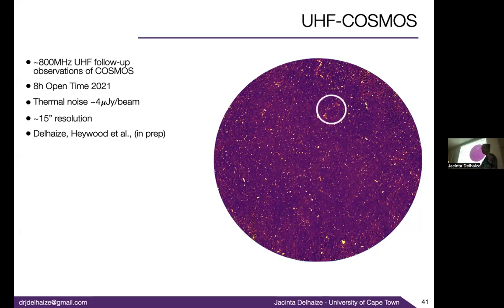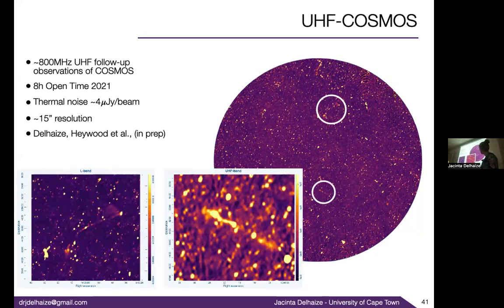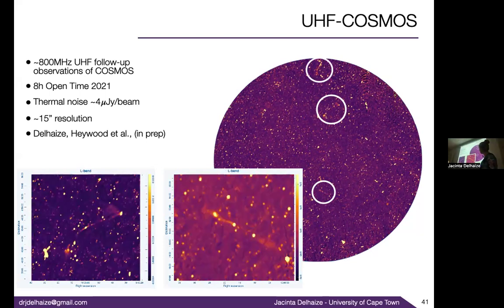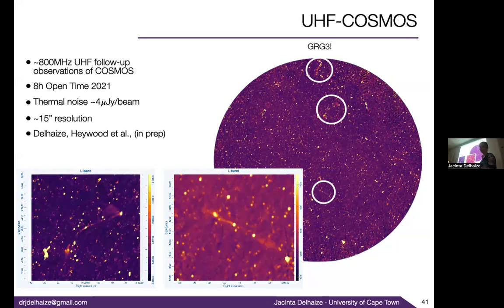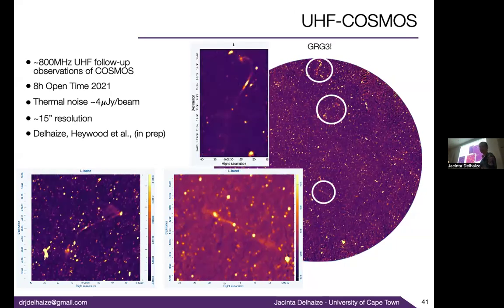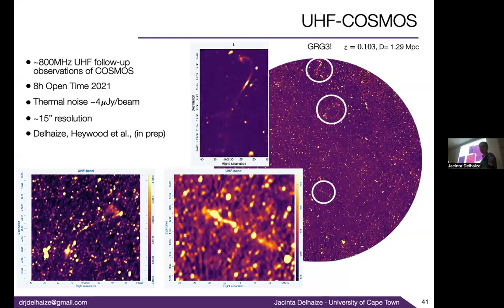We can clearly detect the two GRGs in the UHF band. So there's GRG1, there's GRG2. I can flick between them so you can see how the fluxes change there. We expect them to be brighter at lower frequencies, and they are. But then at the edge of the beam, because at lower frequencies your beam size gets bigger, we've actually found another, third giant radio galaxy in the field. This is GRG3, and that's that one there. That is at a size of about 1.3 megaparsecs.